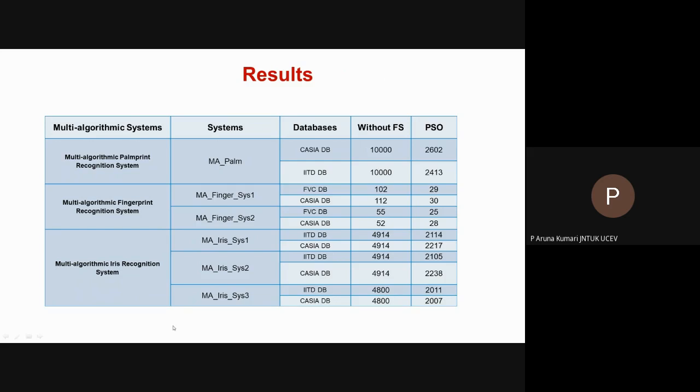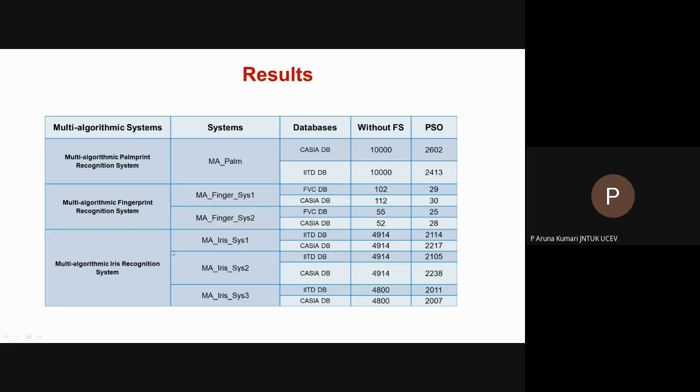We have developed multi-algorithmic palm print, fingerprint and iris recognition systems. On the palm print we have applied two different algorithms to extract the features, and those features we have combined at feature level. Like fingerprint also, I have applied two different feature extraction techniques, and the features we have extracted, we have combined. And from the iris also we have extracted two different features from two different algorithms, and those we have combined at feature level fusion.